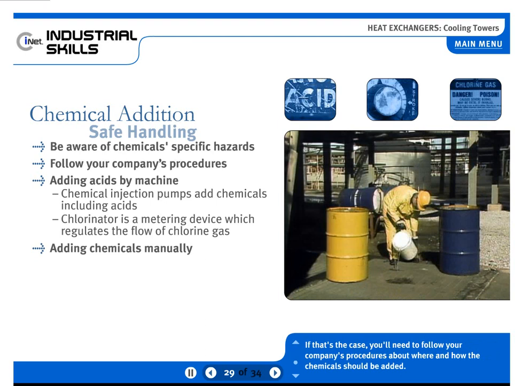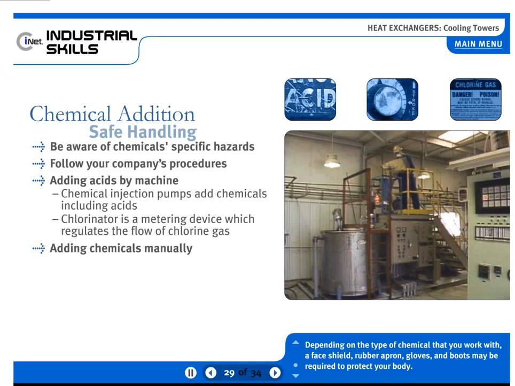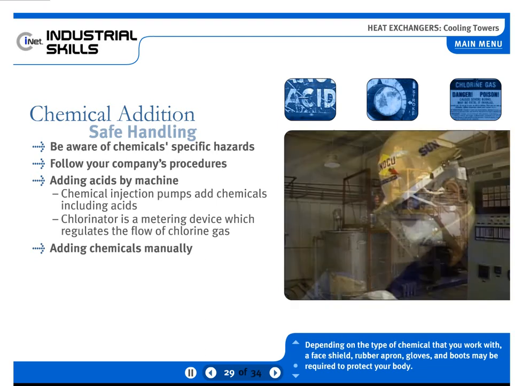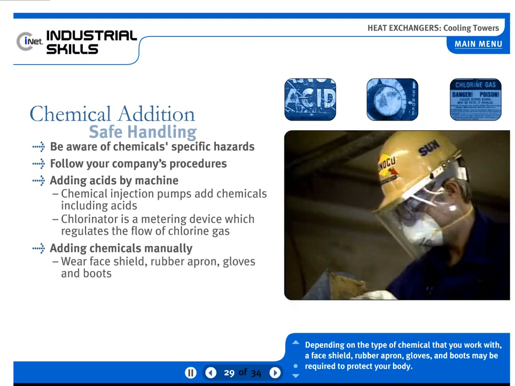If that's the case, you'll need to follow your company's procedures about where and how the chemicals should be added. For example, you may be required to add the chemicals near the makeup line so that they can be thoroughly mixed with the cooling water. Depending on the type of chemical that you work with, a face shield, rubber apron, gloves, and boots may be required to protect your body.